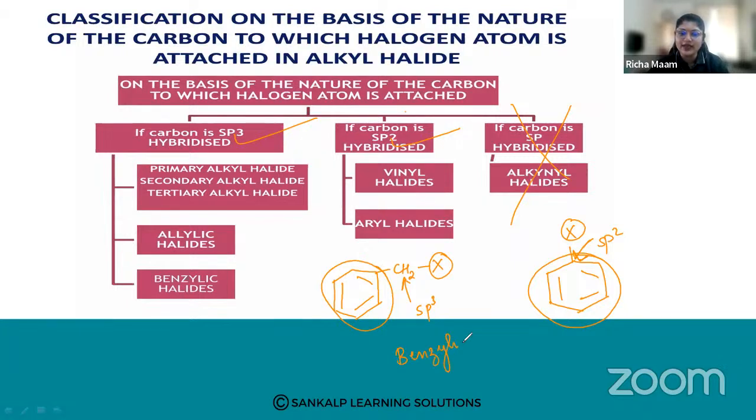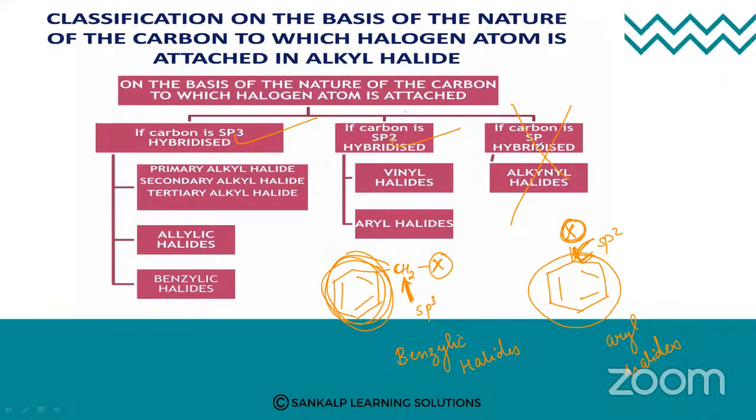Understood? So this is a benzylic halide, and this is an aryl halide. So here in aryl halides, it is directly attached. The halogen atom is directly attached to an sp2 hybridized atom of a benzene ring. And in benzylic halides, your halogen atom is attached to an sp3 hybridized carbon next to an aromatic ring. Is it clear now? Yes, ma'am.